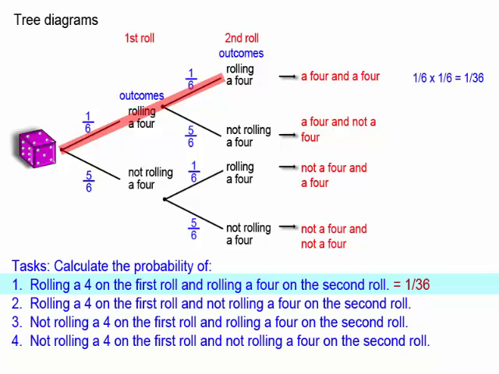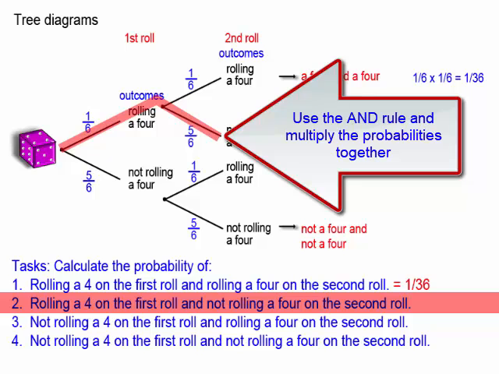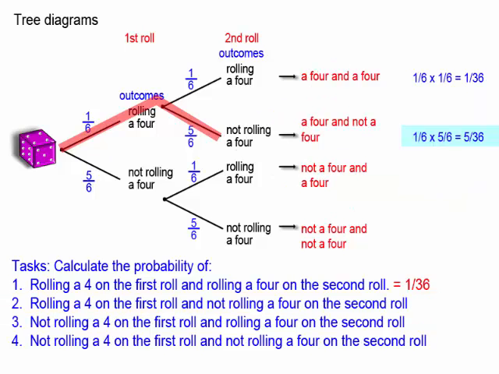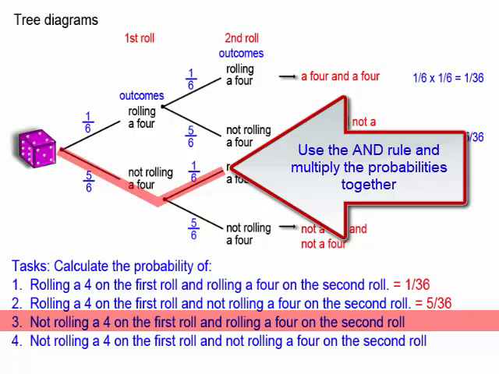In our second task, we have been asked to calculate the probabilities of rolling a 4 on the first roll and not rolling a 4 on the second roll. This gives us the probabilities of 1 over 6 multiplied by 5 over 6, which is 5 over 36. So the probability of rolling a 4 in the first roll and not rolling a 4 in the second roll is 5 over 36.